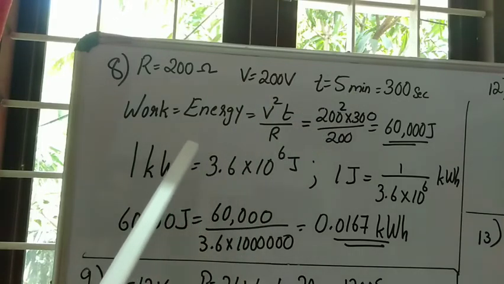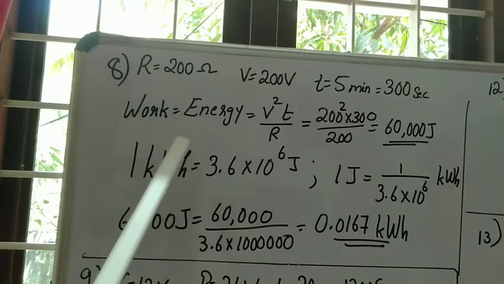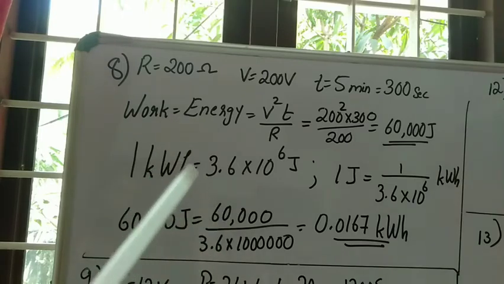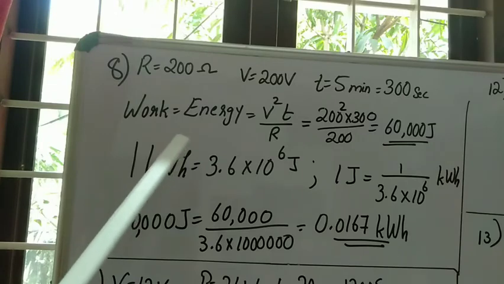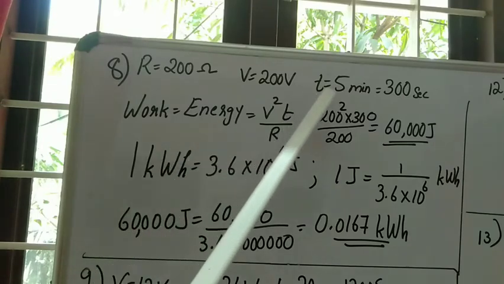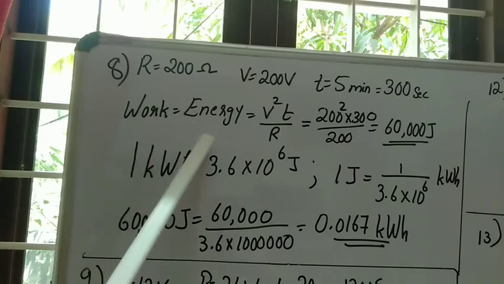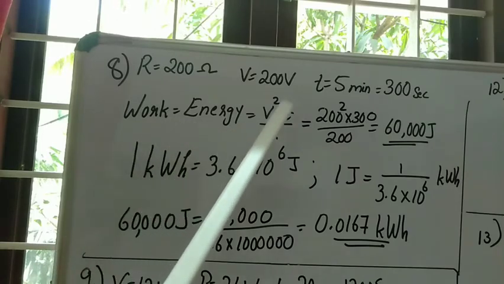Now the question is calculate the energy. It is not electrical energy. Question is not electrical energy. It is simply energy. That is why we are converting time into seconds, 300 seconds. So electrical energy or work done is V square by R into T.